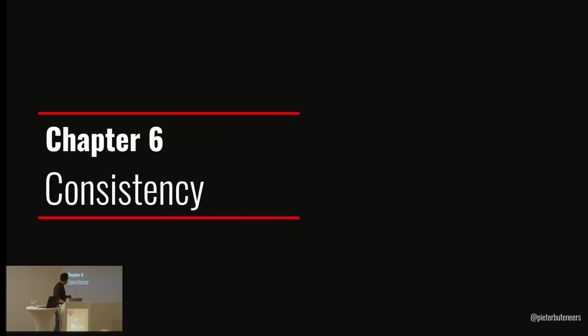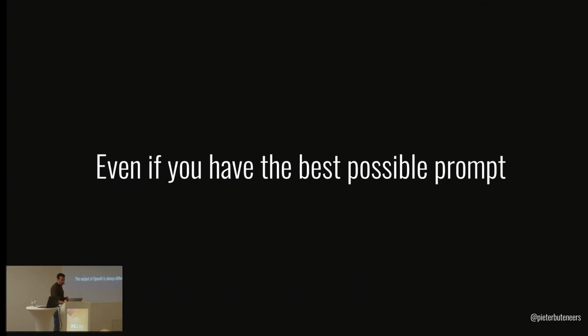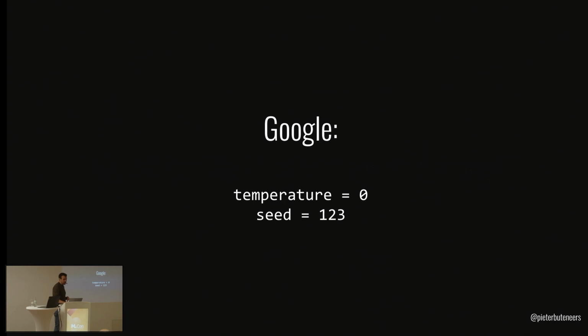Now, consistency, this is one thing that we saw before, right? The output of OpenAI is always different. It's not always the same. Even if you have the best possible prompt, there is no guarantee that the output format will be the same.